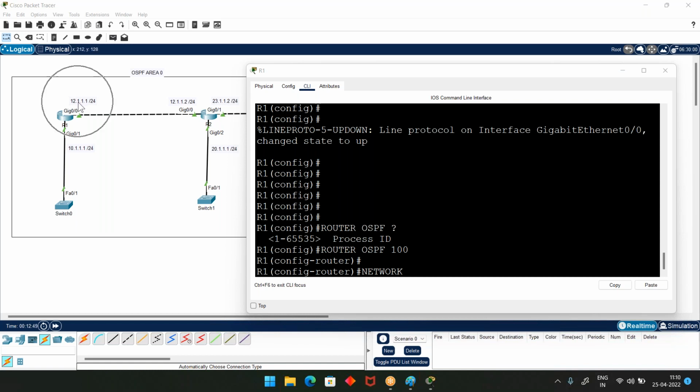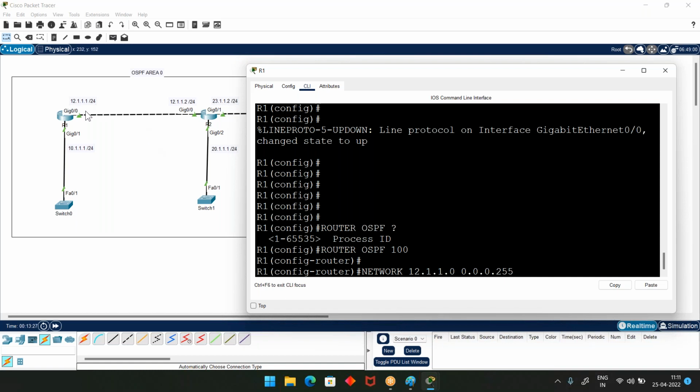Okay. For this 12.1.1.1 IP address, the network ID is 12.1.1.0. This 12.1.1.0 will be the network ID for this 12.1.1.1 IP. Understood? Then it will ask you the wildcard bits. 0.0.0.255 is the wildcard bits.